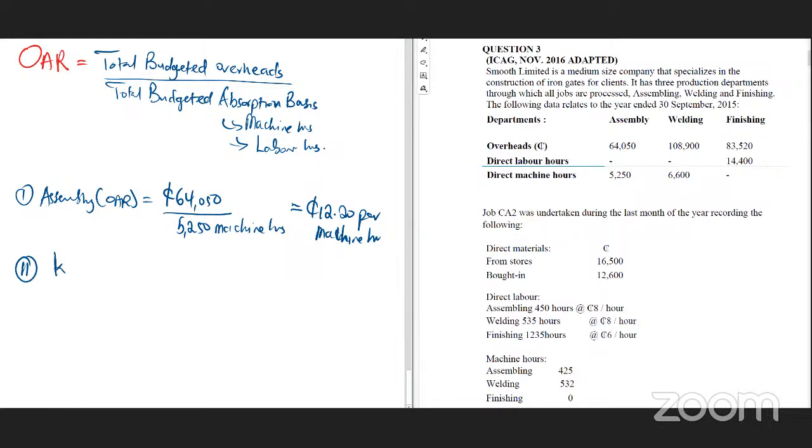Then we do the same for welding. It seems welding was also machine intensive. So for our welding department OAR, we are going to incur a cost of 108,900 for all the jobs. All the jobs use 6,600 machine hours in the organization. But here lies the case: we want it for one job so that we can use it to cost job CA2.